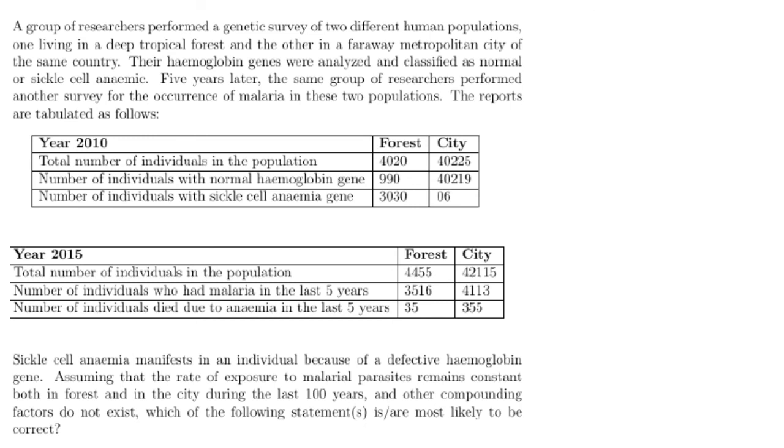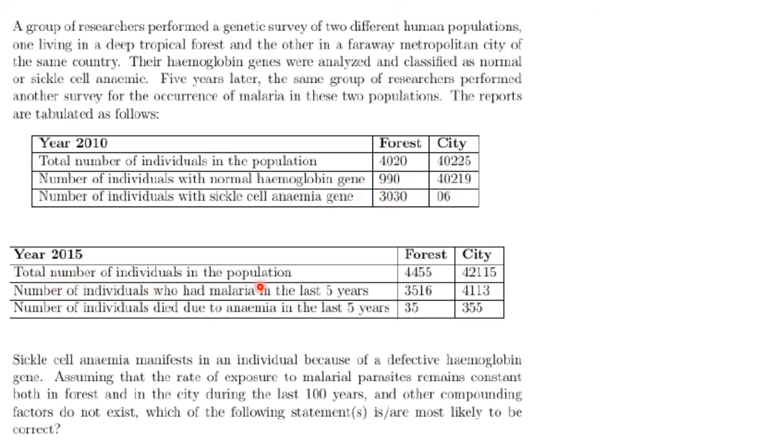So we can see from the graph that the number of individuals in the population in the forest is less than that in the city. The number of individuals with normal hemoglobin is less in the forest population, whereas in the city 40,219 are having normal hemoglobin gene. The number of individuals with sickle cell anemia is 30 in forest and 0.6 in the case of city. So city is having the number of individuals carrying sickle cell anemic gene lesser in number, and the forest is having more number of individuals.